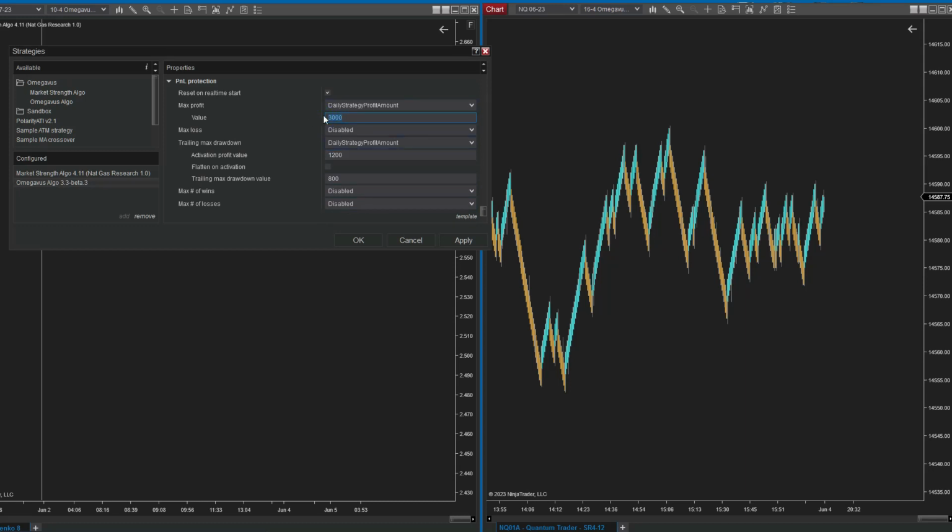I don't even know how this works, but anyway, in this instance, daily strategy profit amount, once it hit 1,200, it activates the trailing max drawdown. In other words, as the market makes profit, higher profits from 1,200, it's going to trail 800 back. And if the market pushes back or gives back $800, it will close everything, protecting our funds.